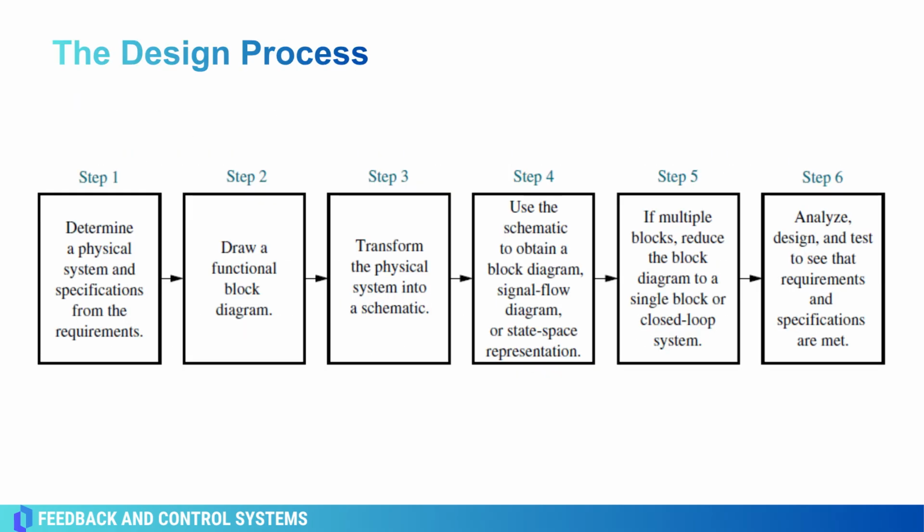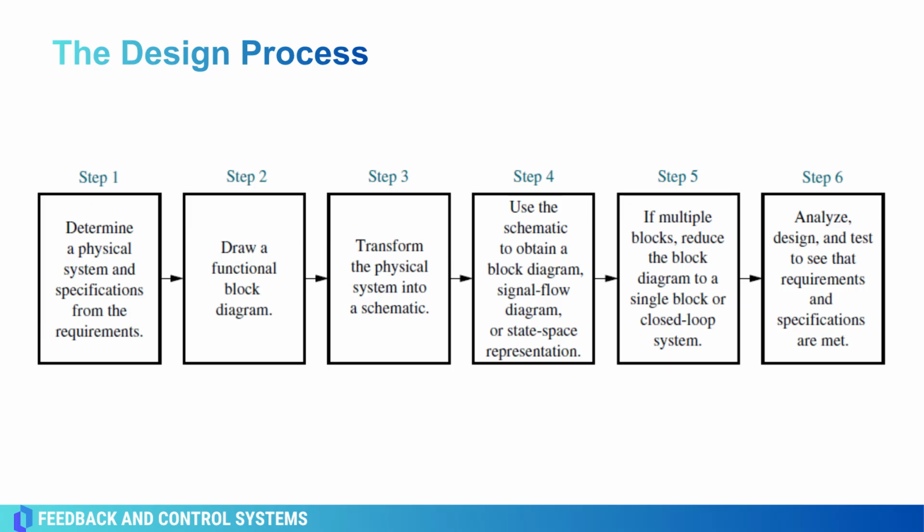This is the design process. First, transform requirements into a physical system. We begin by transforming the requirements into the physical system. Step 2, we need to draw a functional block diagram. The designer now translates a quantitative description of the system into a functional block diagram that describes the component parts of the system. Then it also includes the interconnection of the diagram.